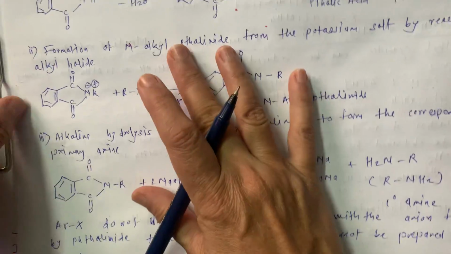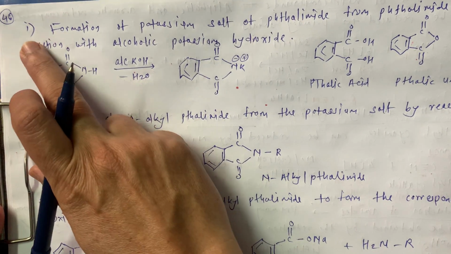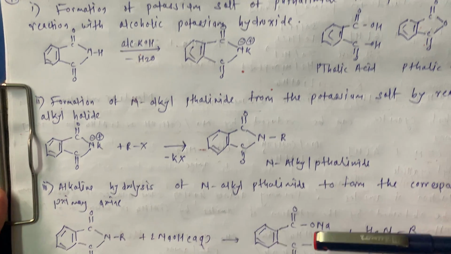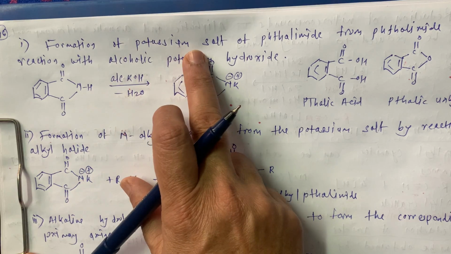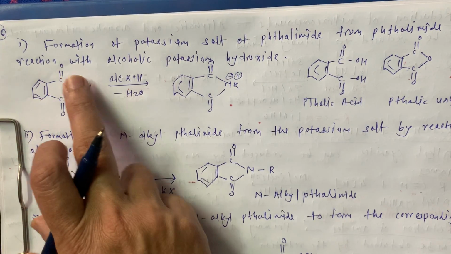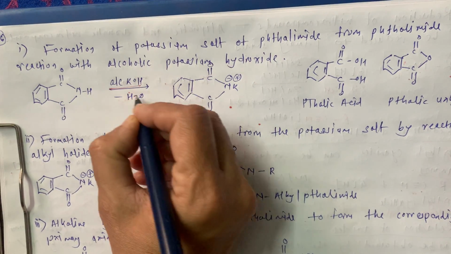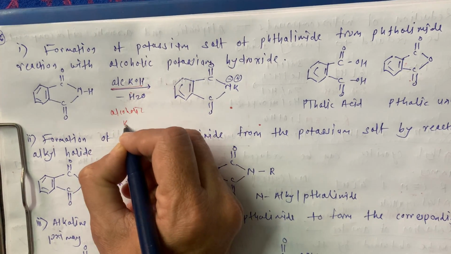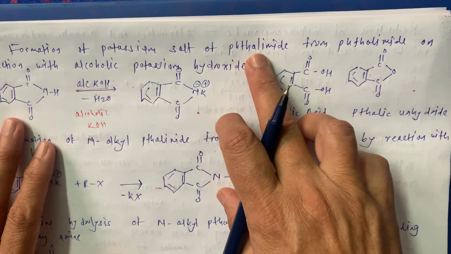See now here, there are 3 steps: first step, second step and third step. Okay, so what is this? First one is formation of potassium salt of phthalimide from phthalimide on reaction with alcoholic potassium hydroxide. This is our alcoholic potassium hydroxide.